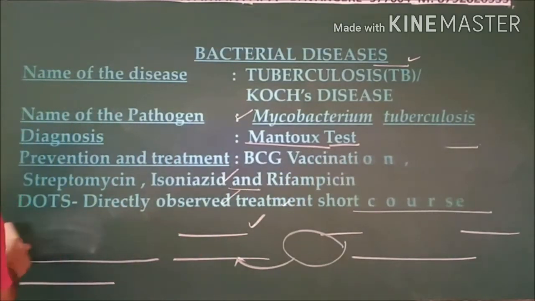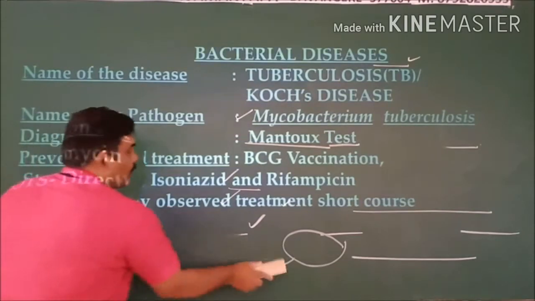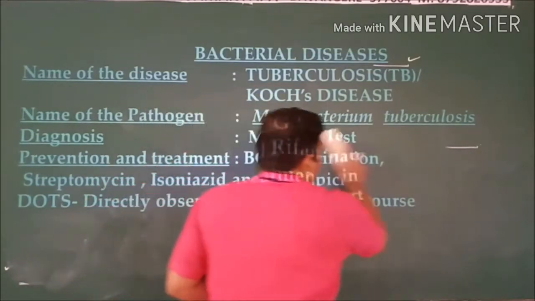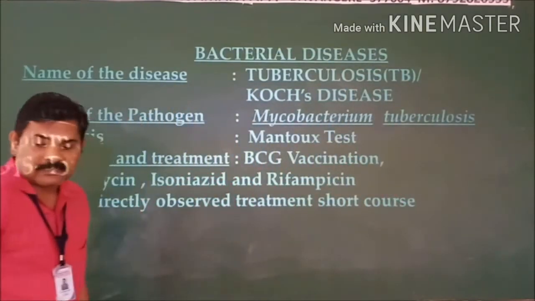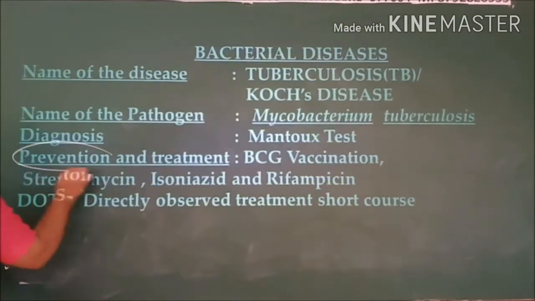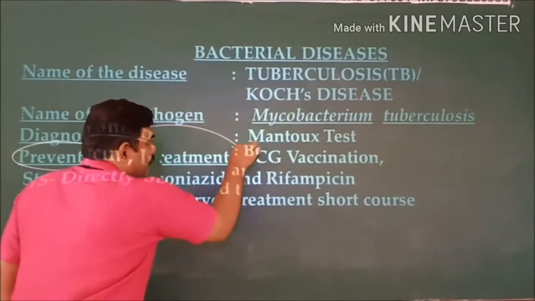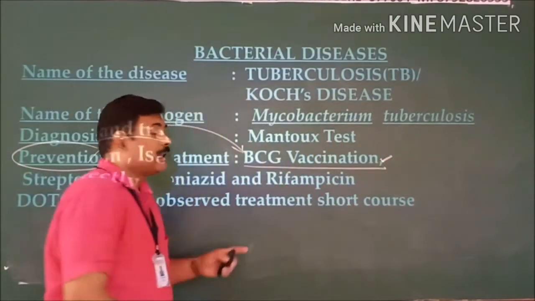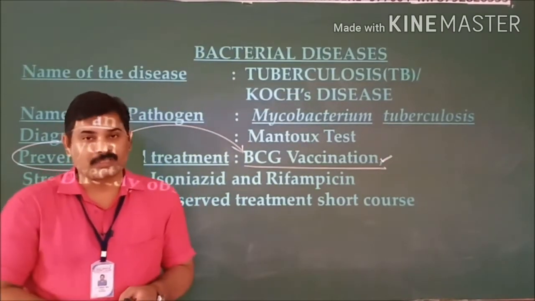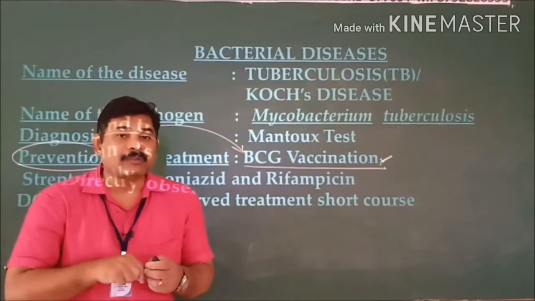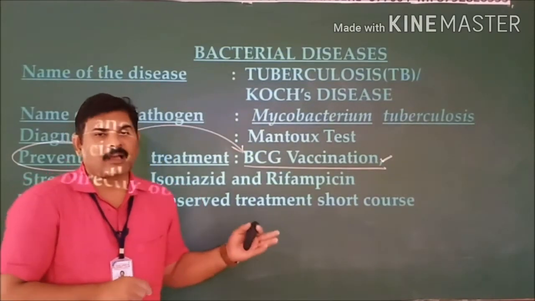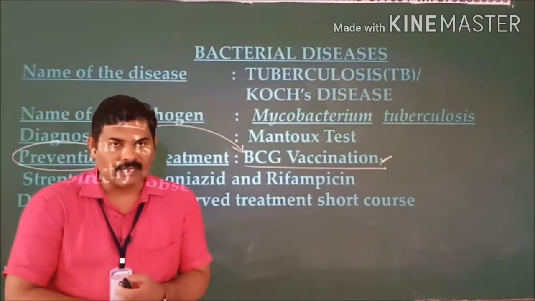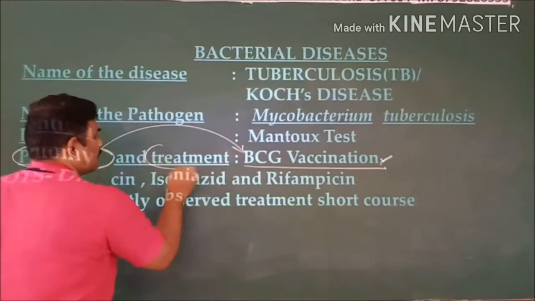Let us see what the prevention and treatment of this disease are. The first is that vaccination is available. The prevention is the BCG vaccination, which is exclusively meant for tuberculosis. This is a preventive method. If you take this vaccination well in advance, it doesn't allow the disease to occur in us. Unfortunately, if you get the disease, then we make use of certain antibiotics. Then what is the treatment? Let us see the treatment.